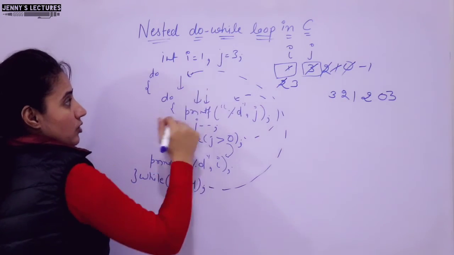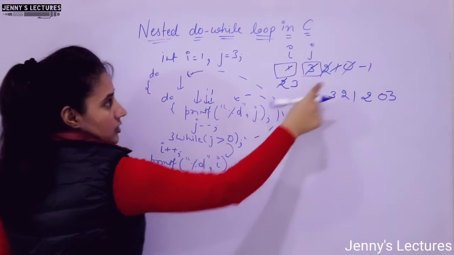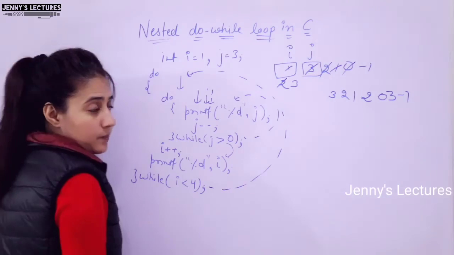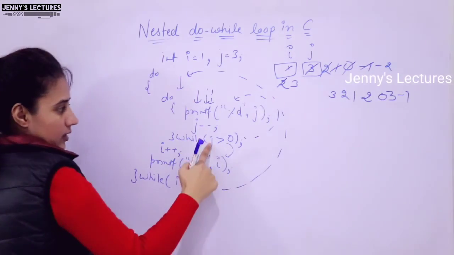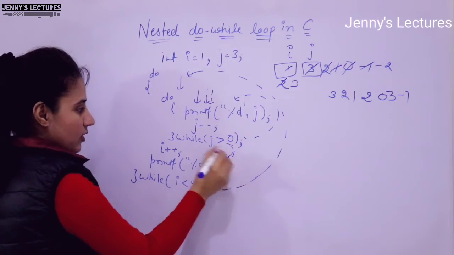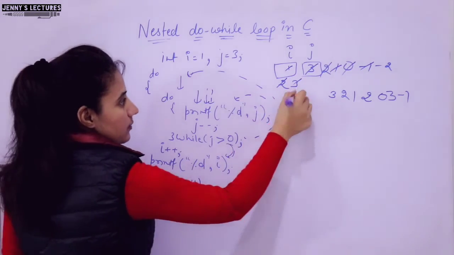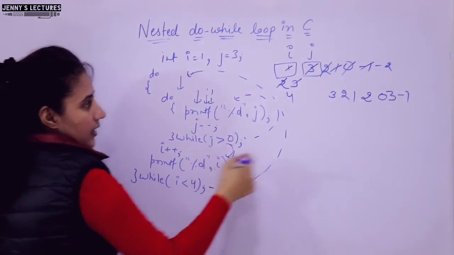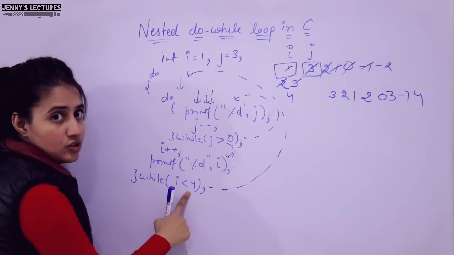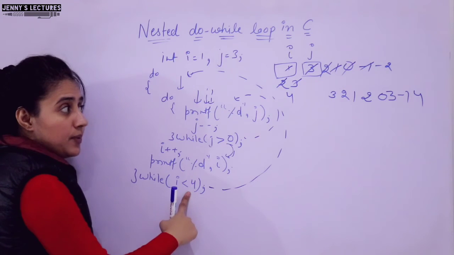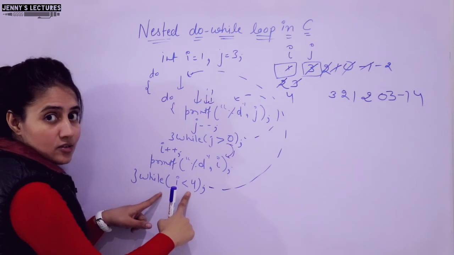Again enter into this outer loop, then this inner loop, print j. j is minus 1. Minus 1 would be printed. j minus minus, it becomes now minus 2. Is this condition true? No. Exit from this inner loop. i plus plus, it becomes 4. Print i. 4 would be printed. Is 4 less than 4? No. The condition is not true, but still we are printing 4 because it is an exit controlled loop.